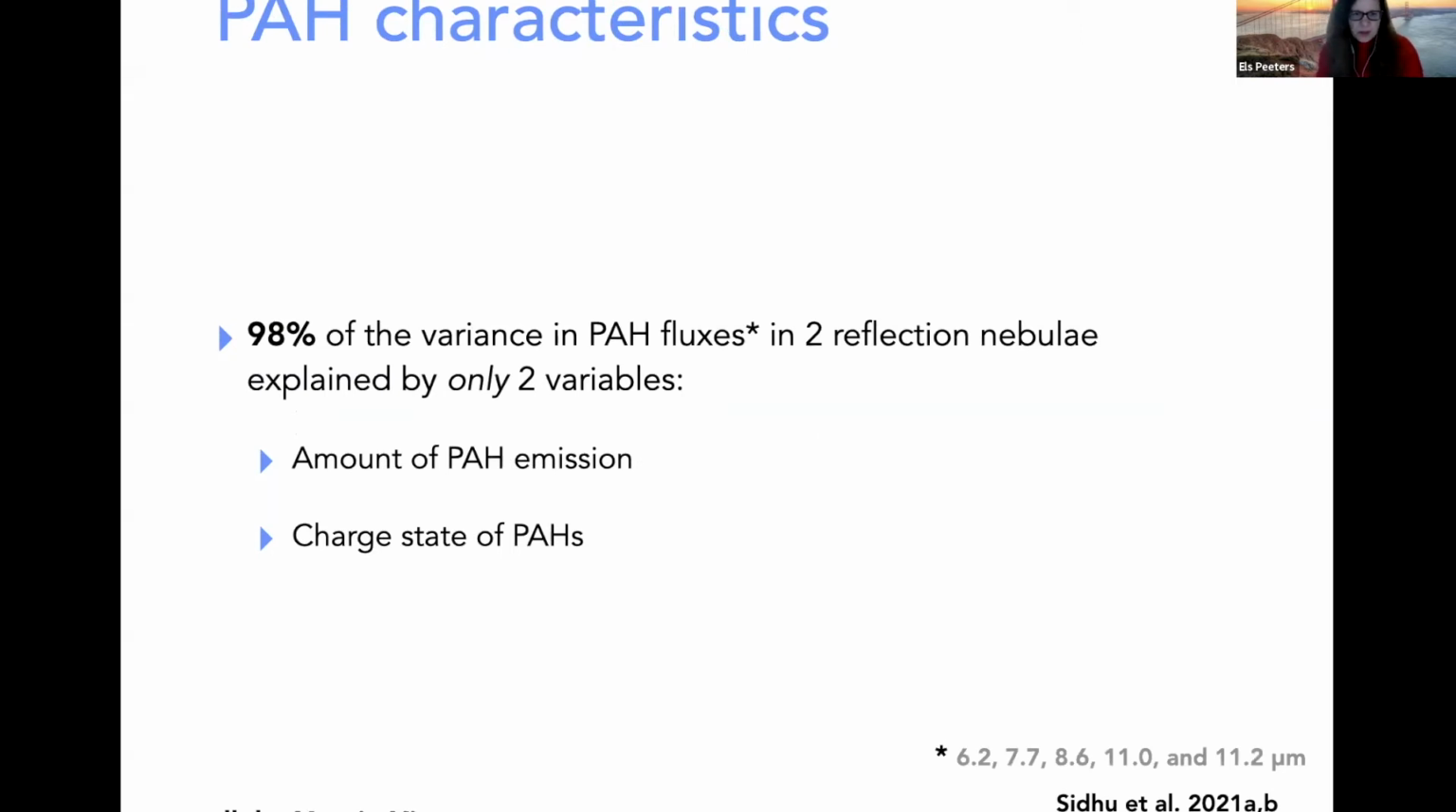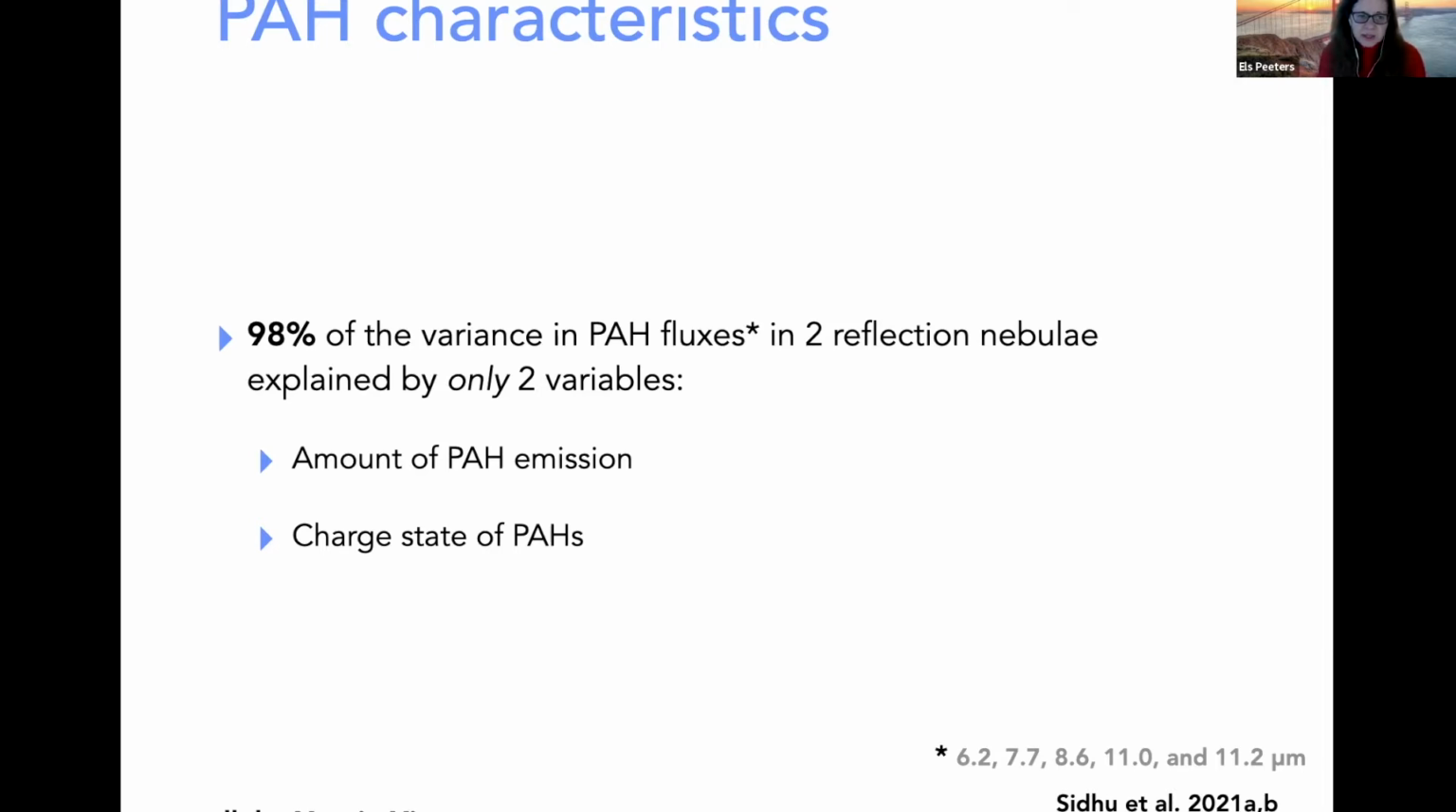Now, what we've seen in the last couple of years is that we know, and have known for a long time, that we're dealing with a population of particles, and that the main characteristics of their emission is set by the charge balance. And so fairly recently, there was a study done in reflection nebulae where you look at the spatial distribution of the main PAH features in the mid-infrared.